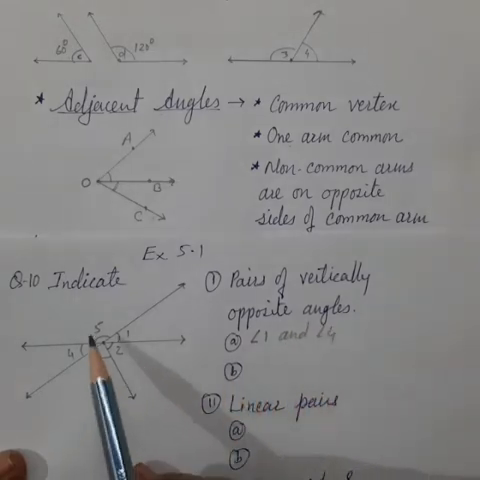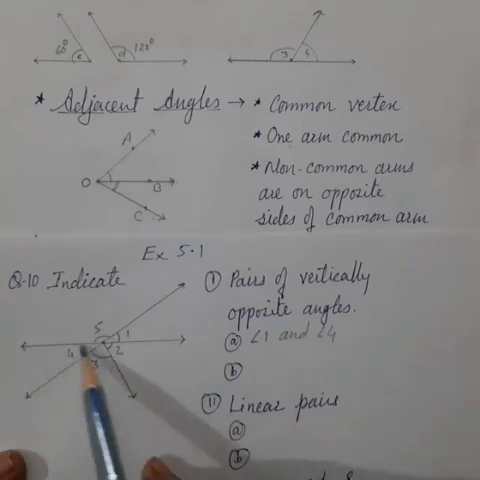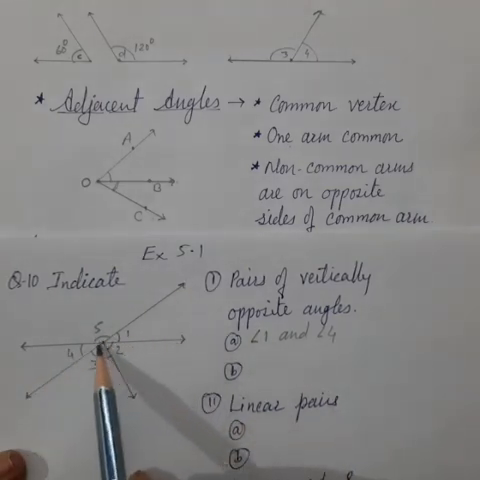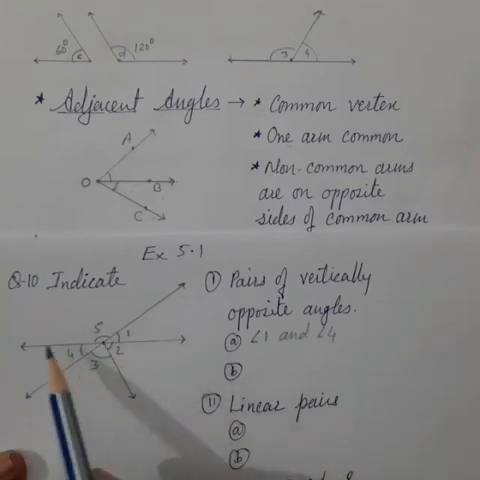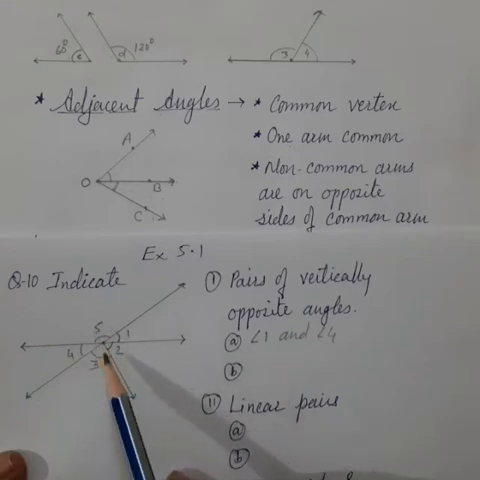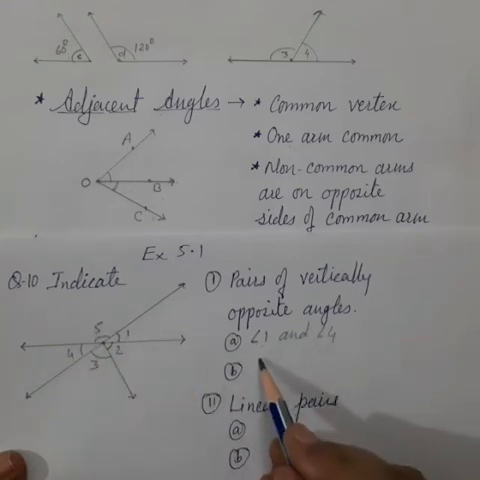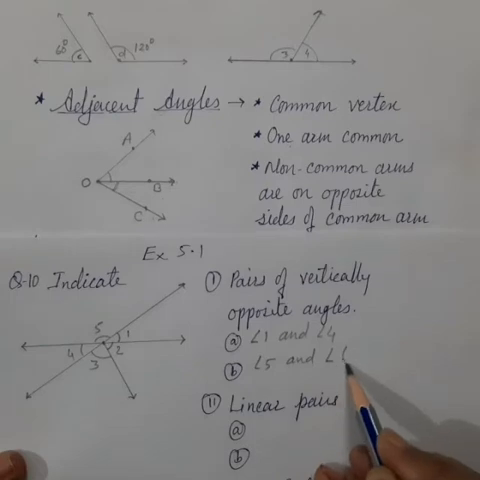In the same way, angle 5 and angle 2 plus 3. This angle 5 and this angle 2 plus 3 are also formed by the intersection of these two lines and they have only the vertex common. So angle 5 and angle 2 plus 3.